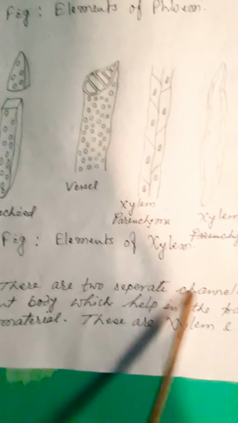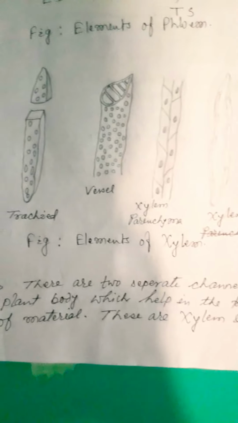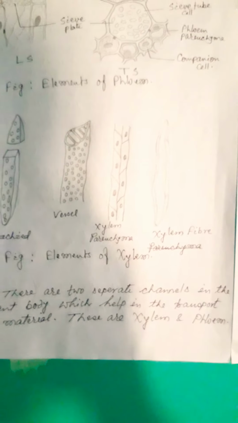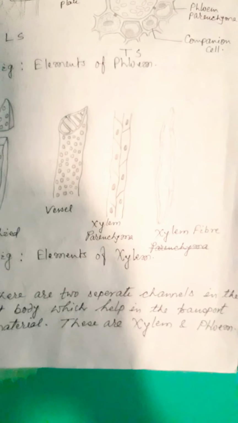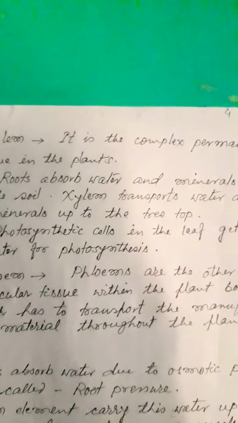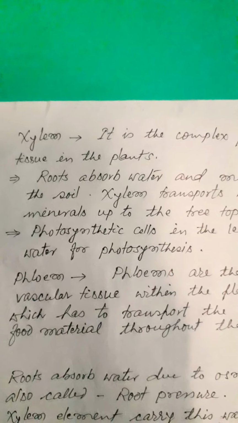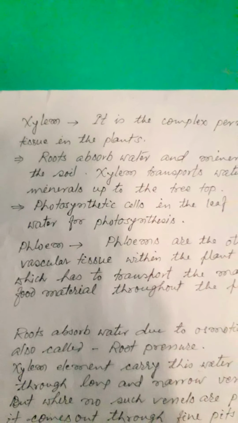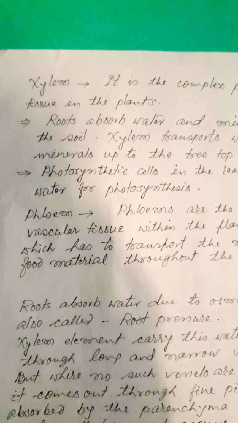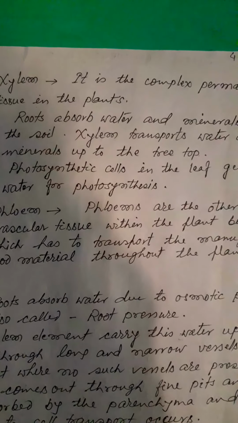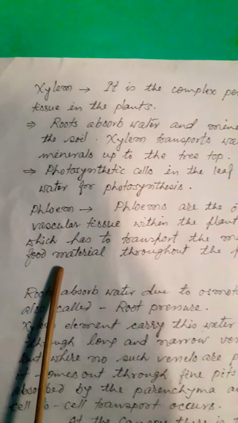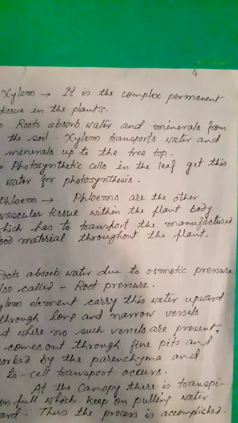There are two separate channels in the plant body which help in the transport of material. These are the xylem and phloem. Xylem is the complex permanent tissue in the plant body. Roots absorb water and minerals from the soil. Xylem transports water and minerals up to the tree top. Photosynthetically active cells in the leaf get this water for photosynthesis. Phloem is the other vascular tissue within the plant body which transports the manufactured food material throughout the plant.